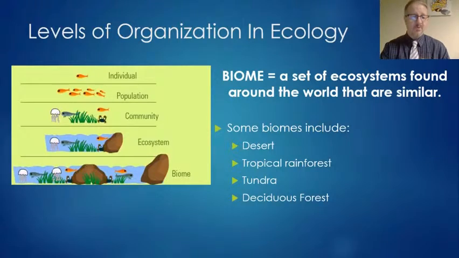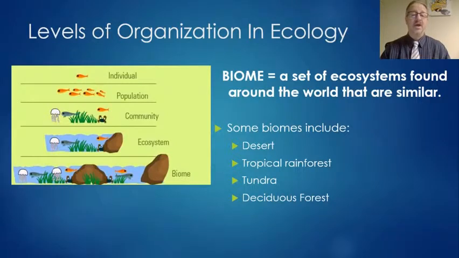So you can go to one part of the world and you would have similar temperatures and similar amounts of rainfall. You go to another part of the world and likewise you find similar amounts of sunlight and rainfall. So those biomes would be the same, even though they might have different communities, different populations within that biome, even different ecosystems. But nonetheless, some of those biomes would be things like the desert, tropical rainforest, tundra, and even a deciduous forest, which is where we live.